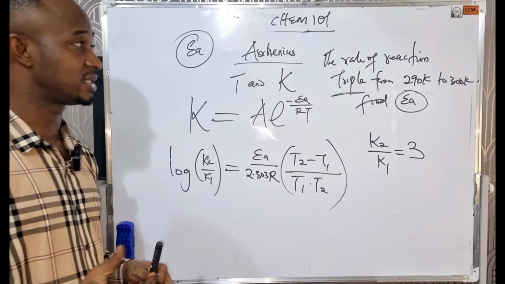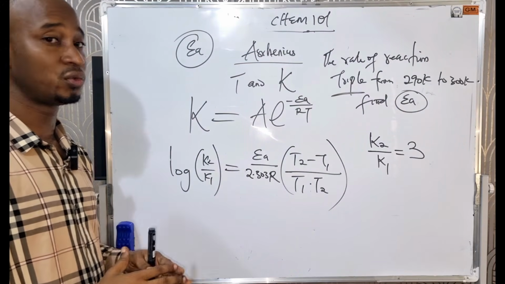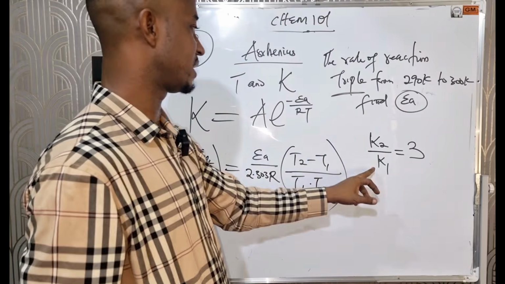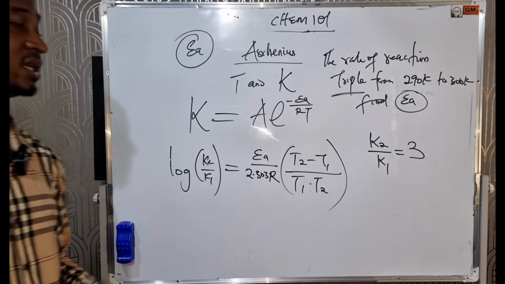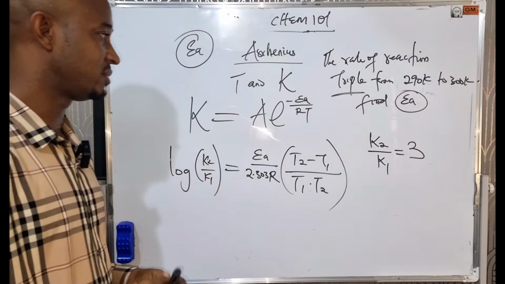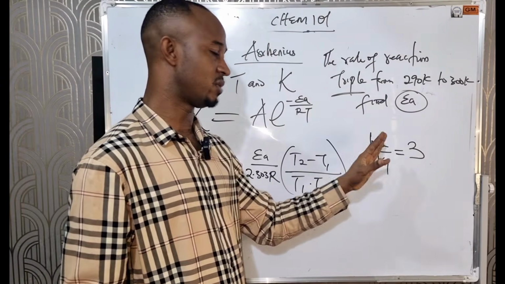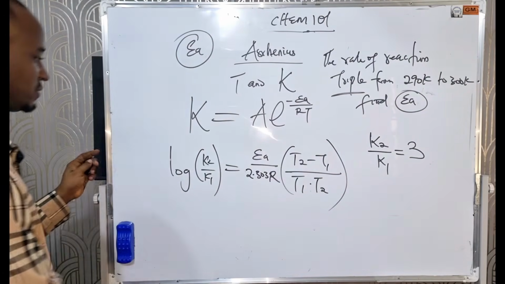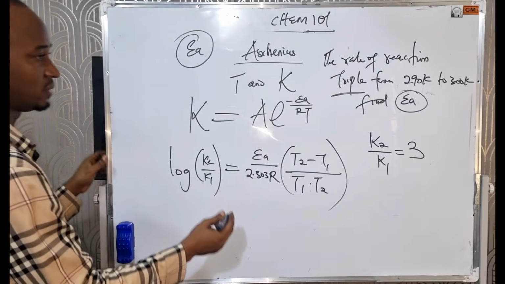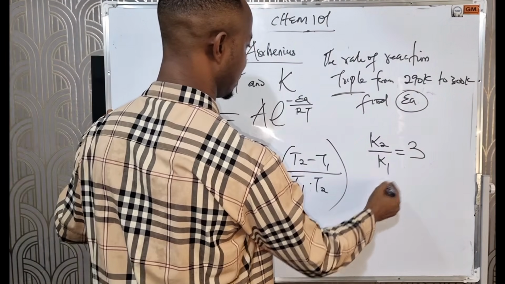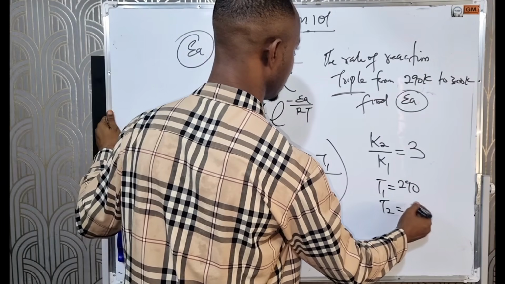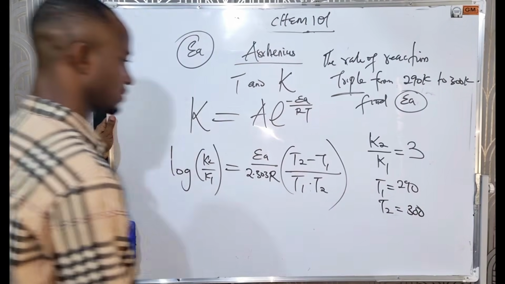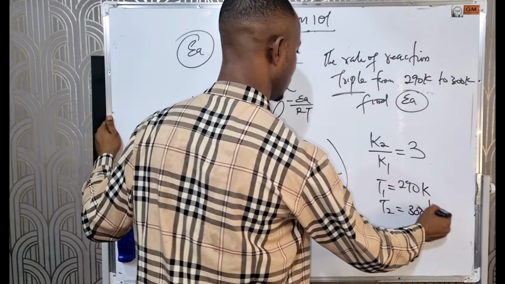If the question says the rate of reaction doubles, it means k2 over k1 is equal to 2. Or if the rate of reaction increased by a factor of 4, that means k2 over k1 must be equal to 4. So here, since we already know that k2 over k1 is 3, T1 is 290 and T2 is 300, all we need to do is substitute the values.